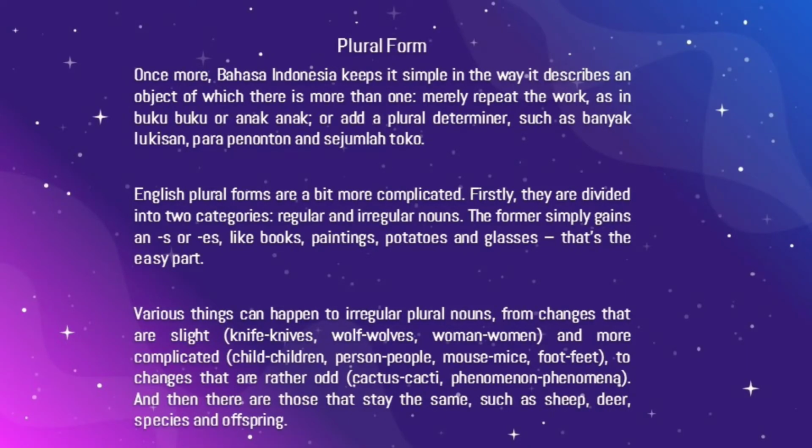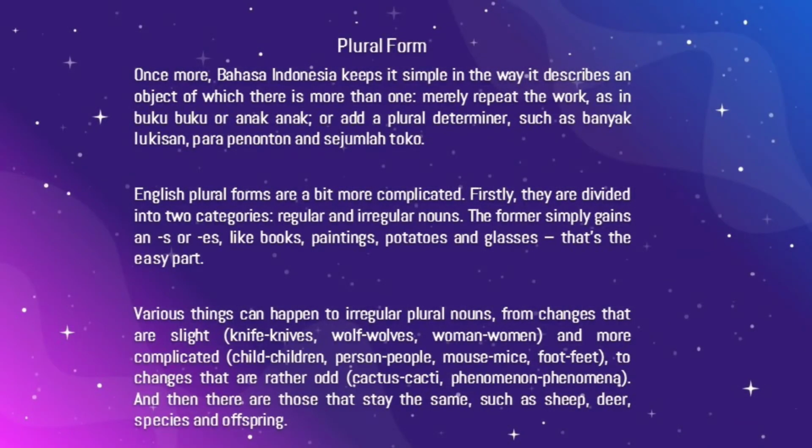English plural forms are a bit more complicated. Firstly, they are divided into two categories, regular and irregular nouns. The former simply begins with an S or ES, like books, paintings, potatoes, and glasses.